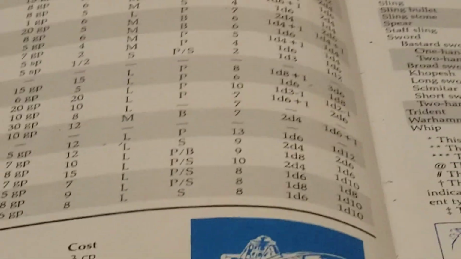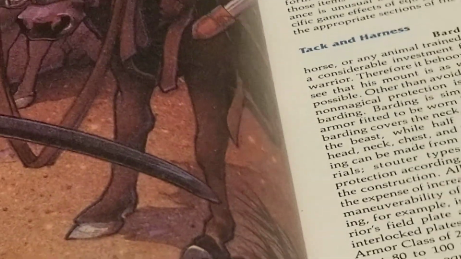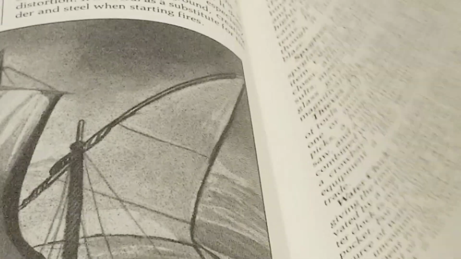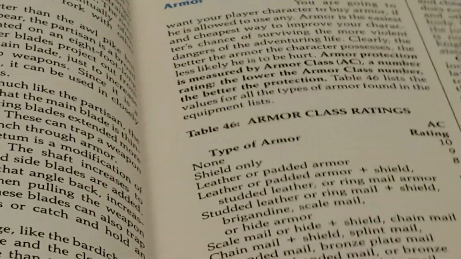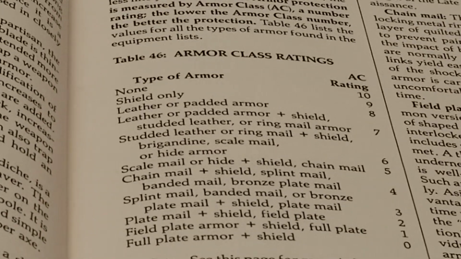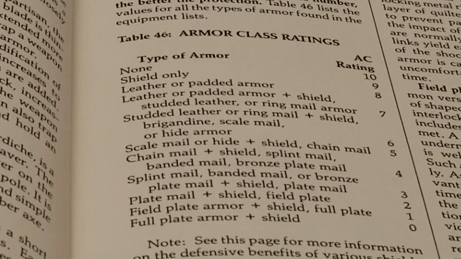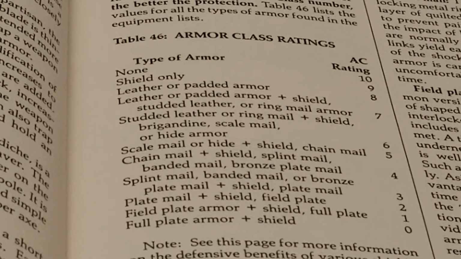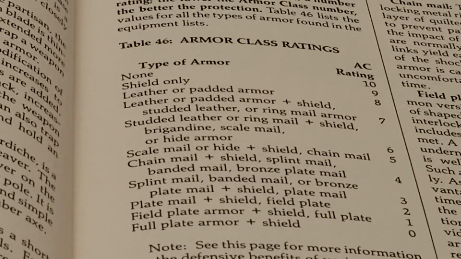Now, say our hero had some armor, right? Then we would write our armor down. It was a couple pages up. There we go. Armor. All right. So our character has leather armor with a shield, because they're using a short sword.